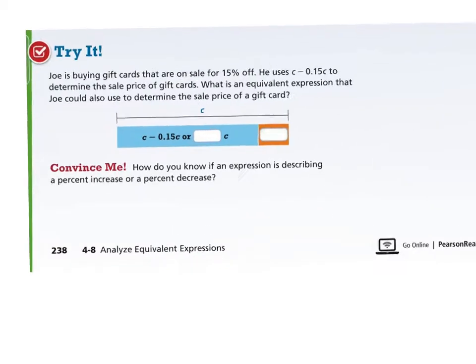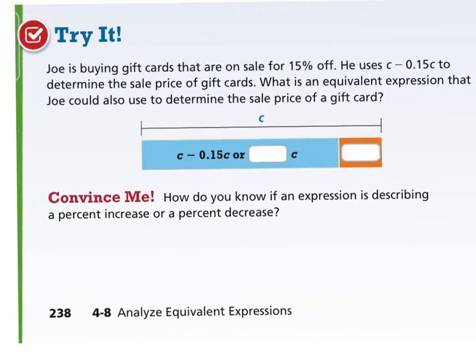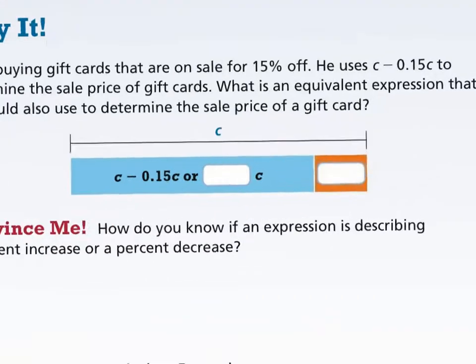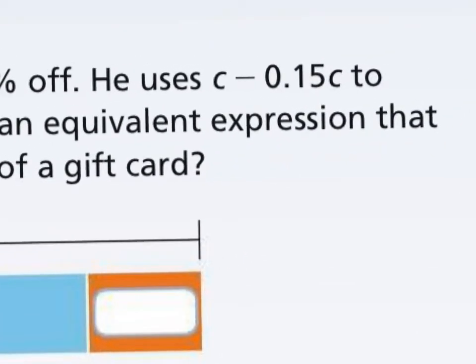So on the Try It, Joe is buying gift cards that are on sale for 15% off. He uses C minus 15/100 C to determine the sale price of the gift cards. What is an equivalent expression Joe could also use to determine the sale price of a gift card? Okay, so this one is going the opposite. Instead of adding a percent, we're subtracting a percent. So C minus 15/100 C. Once again, in front of the C, we could put a 1 there.